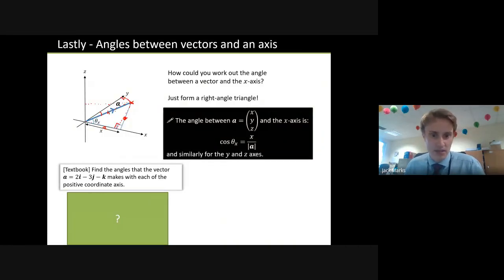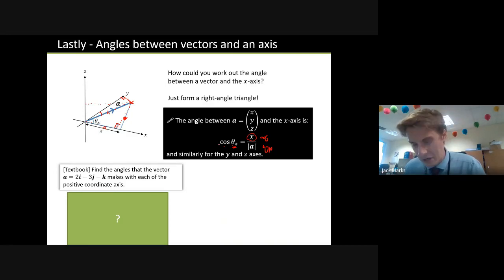You use the cosine in a SOHCAHTOA right angle triangle to find the angle that a vector makes with one of the axes. So depending on what axis you want, cos theta, this is the angle with the x-axis, will be equal to, well, A, this is the adjacent side, over the hypotenuse. The hypotenuse is the same as the magnitude.